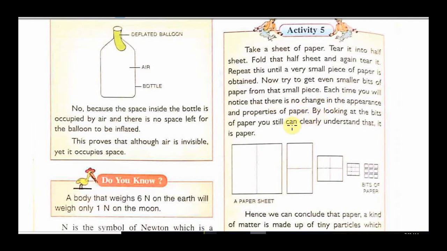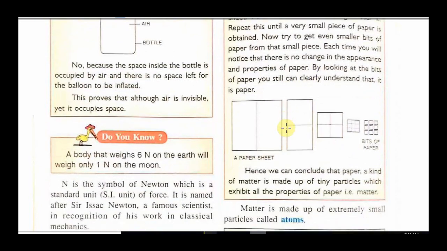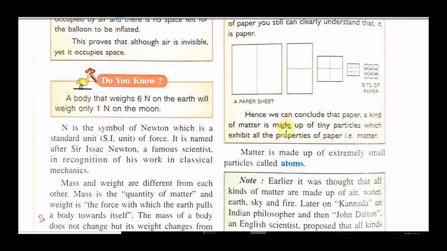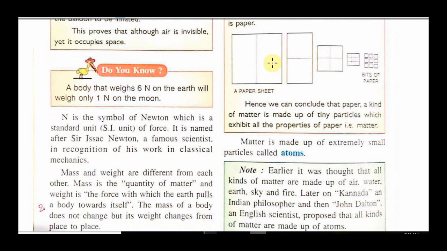By looking at the bits of paper, you can clearly understand that the bigger bit was paper, and the smaller piece is also paper. You can see this is the bigger paper, this is half paper, this is quarter paper, and these are small bits of paper. But all are paper. Hence we can conclude that paper, a kind of matter, is made up of tiny particles and exhibits all the properties of paper.